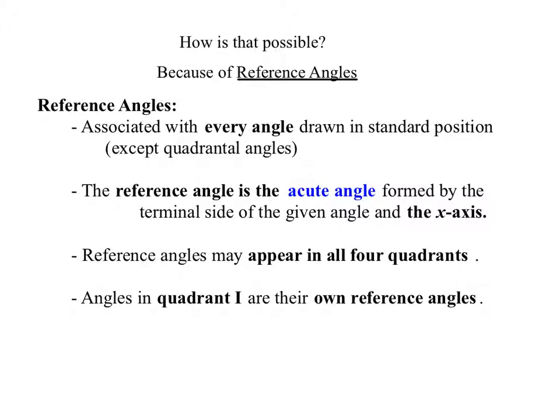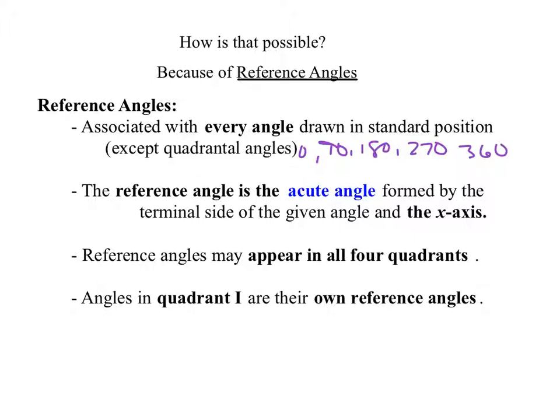They're the same because they have the same reference angles. So these are things that you have to remember about them. Memorize them, do something. There are reference angles associated with every angle. So every angle has a reference angle except the 90, 180, 270, 0, and 360. Those, and any multiple of 90, will not have a reference angle.